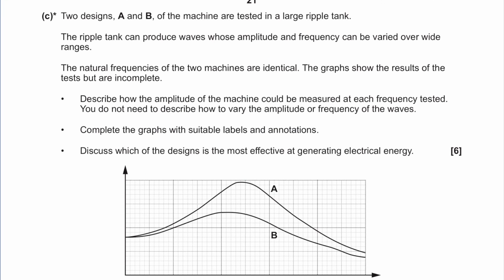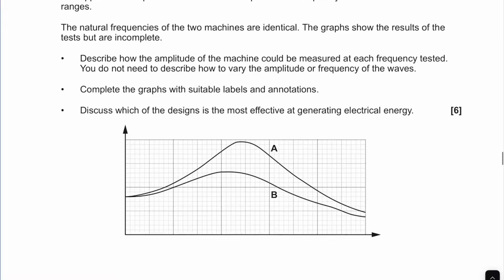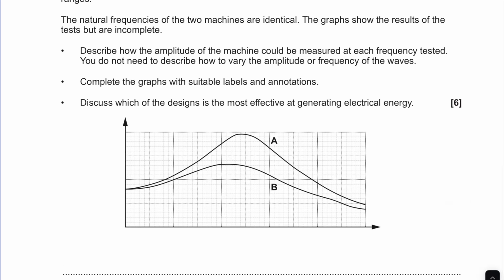We're given two designs, A and B, of the machine, which are tested in a large ripple tank. The ripple tank can produce waves whose amplitude and frequency can be varied over wide ranges. The natural frequencies of the two machines are identical, and the graphs show the results but are incomplete. Describe how the amplitude of the machine could be measured at each frequency tested, complete the graphs with suitable labels and annotations, and discuss which of the designs is most effective at generating electrical energy.